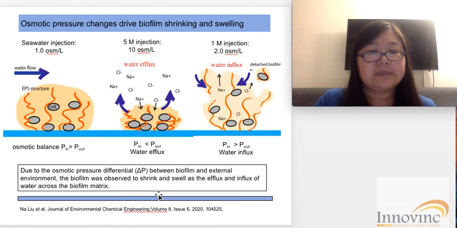So from here we can see that, due to the osmotic pressure differential delta P between the biofilm and the external environment, the biofilm was observed to shrink and swell as water effluxes and influxes across the biofilm.